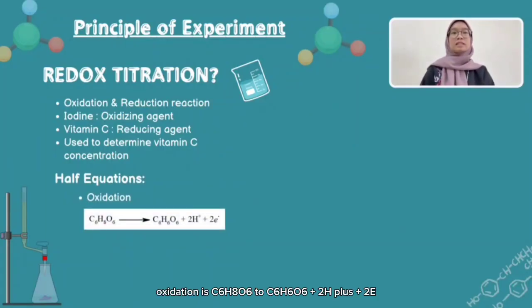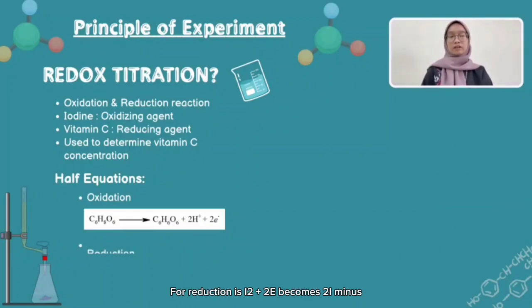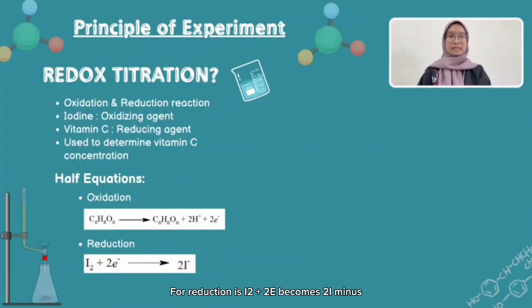For the half equations, oxidation is C6H8O6 to C6H6O6 plus 2H+ plus 2e-. For reduction, it is I2 plus 2e- becomes 2I-.